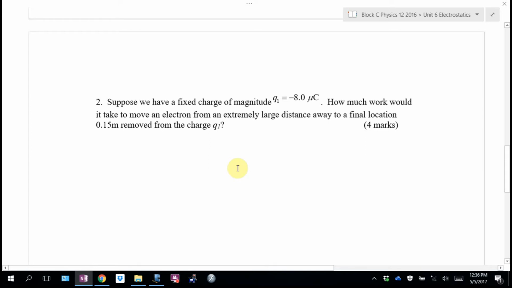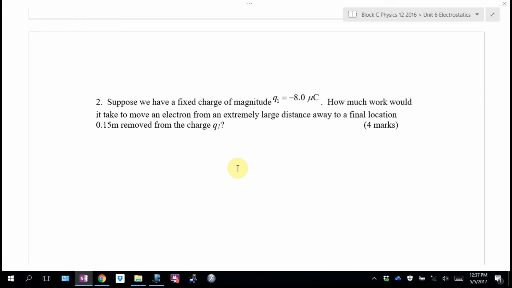Suppose we have a fixed charge of magnitude negative 8 microcoulombs. How much work would it take to move an electron? Move what? Okay, it's an electron. That's your hint for some of the values that you'll be looking for. From an extremely large distance away, when I say extremely large distance away, what am I really talking about as a distance? Infinity, which makes one of your values much nicer, because there's a certain thing that happens out at infinity. To a final location 0.15 meters removed from charge Q1.